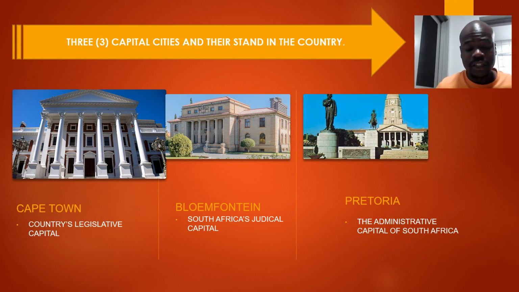Right, guys. Remember, let us not confuse the two. The highest court of South Africa is the Constitutional Court that is situated in Johannesburg. So let us not confuse the two. Thank you.